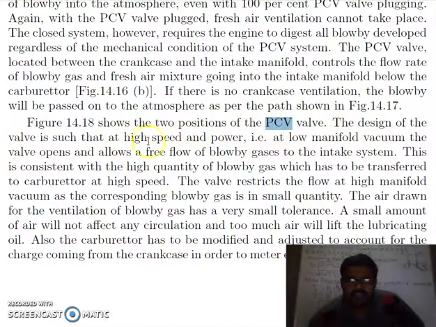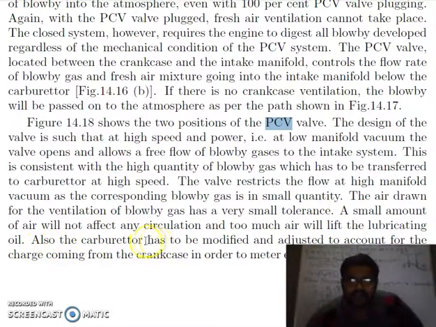The design of the valve is such that at high speed and low power, a low manifold vacuum, the valve opens and allows a free flow of blow by gases to the intake system. This is consistent with the high quantity of blow by gas which has to be transferred to the carburetor at high speeds. The valve restricts the flow at high manifold vacuum as the corresponding blow by gas is in small quantity. The air drawn for the ventilation of blow by gas has very small tolerance. A small amount of air will not affect any circulation, and too much air will lift the lubricating oil.